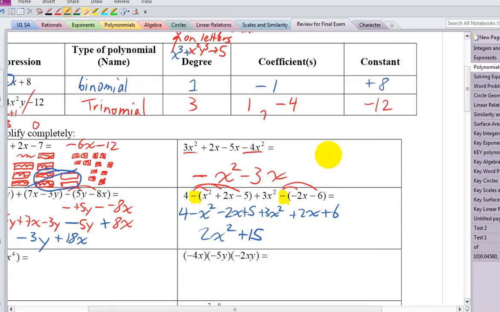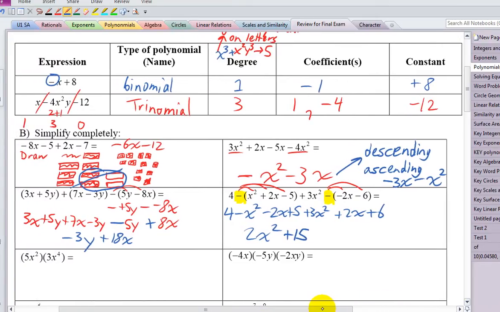Good. Okay, one thing to note is the difference between ascending and descending. What order is this? Descending. You go from a high exponent to a low exponent. Okay, please rewrite it in ascending order. So you want to go from your low exponent on the x to the high exponent. So for ascending order, negative 3x minus x squared. So you switch the terms and the signs stay with the terms. Any questions about the meaning of ascending or descending?